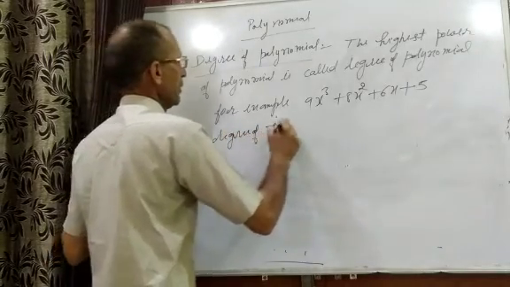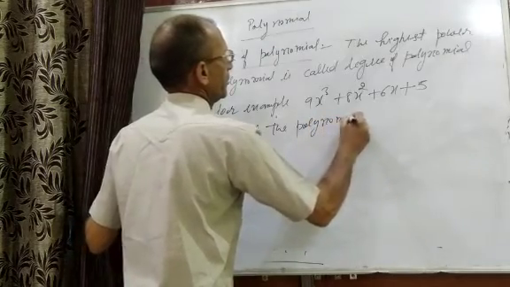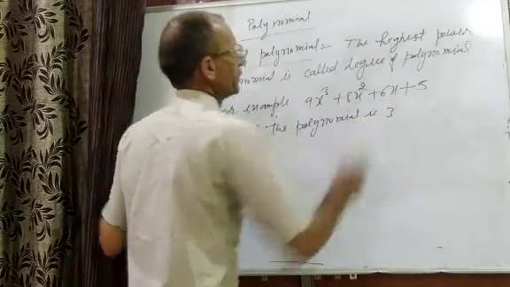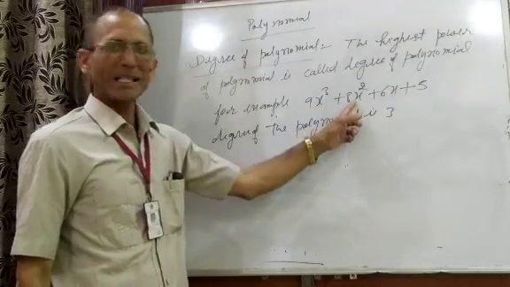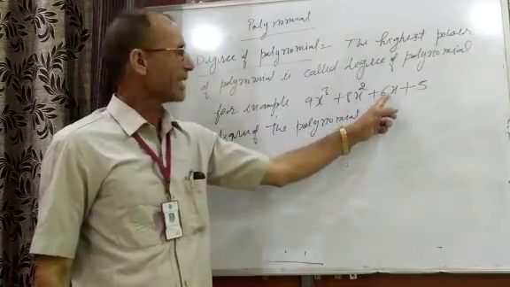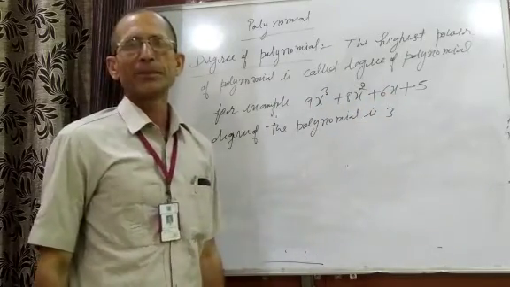Degree of the polynomial is 3. The power of the first term is 3, the power of the second term is 2, the power of the third term is 1. So the highest is 3. So the degree of the polynomial is 3.